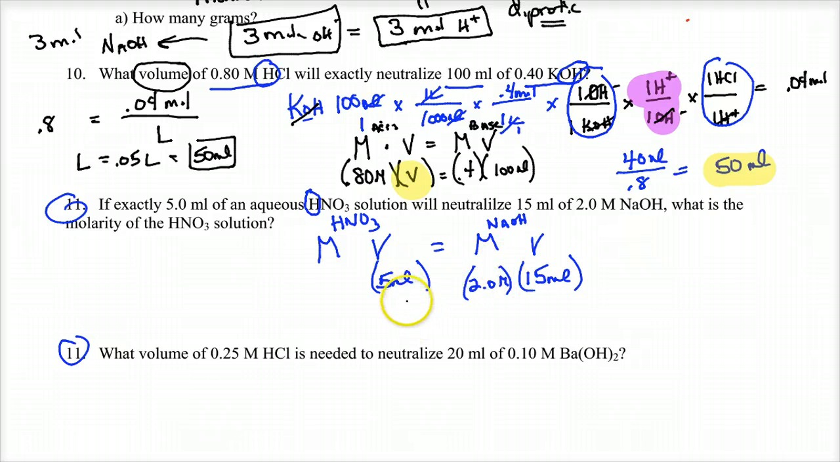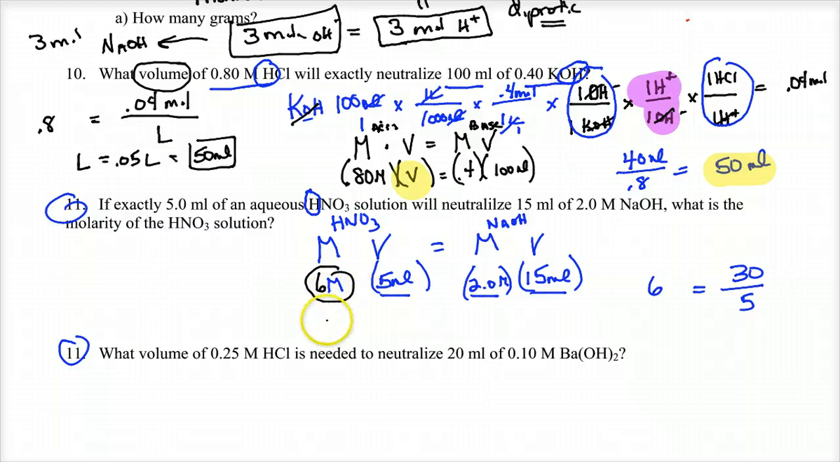What's the molarity of my acid? And this is more of a realistic problem. I'm going to use the information about the base and how much base I need to neutralize a certain amount of acid by knowing that at some point the protons of the acid equal the hydroxides of the base. So 15 times 2 is 30, and divide by 5, I get 6. So the answer is 6 molar. I just solved for my unknown.